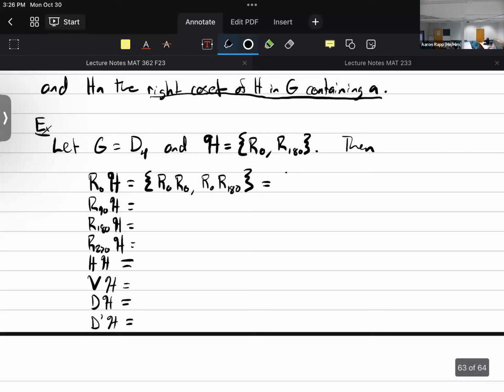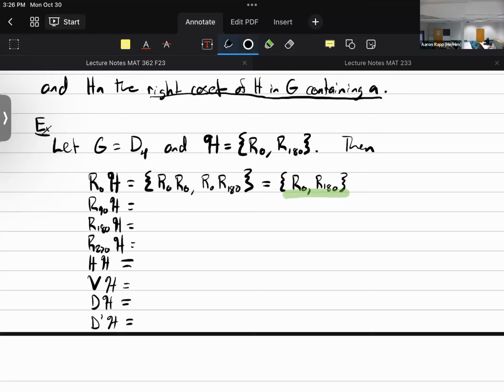And I think, Chris, you're already getting into it. If I take R0 and multiply on the left by every element of H, I'm just going to get H back, R0 and R180. This is my answer right here.